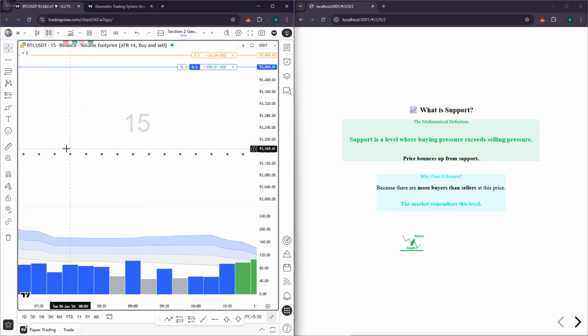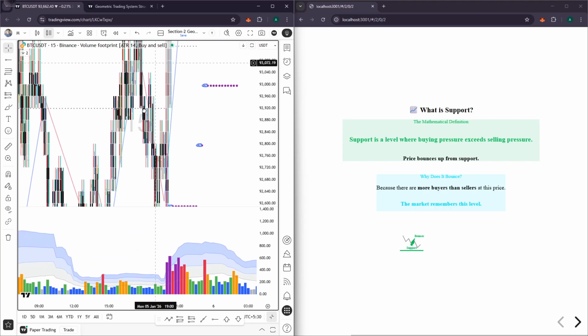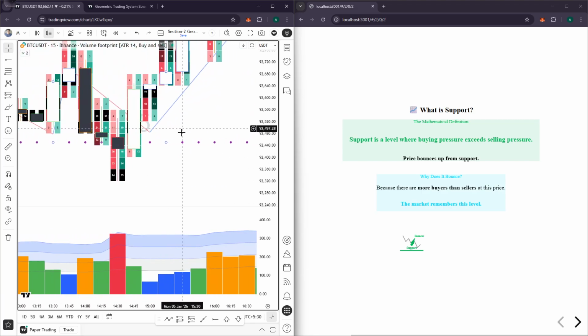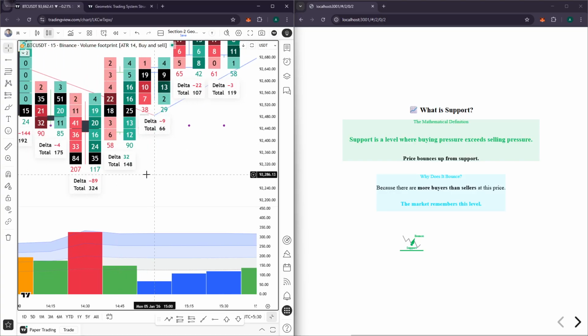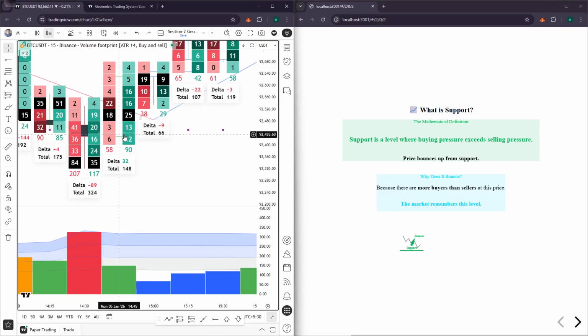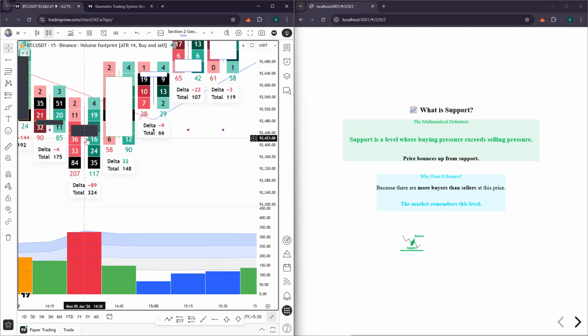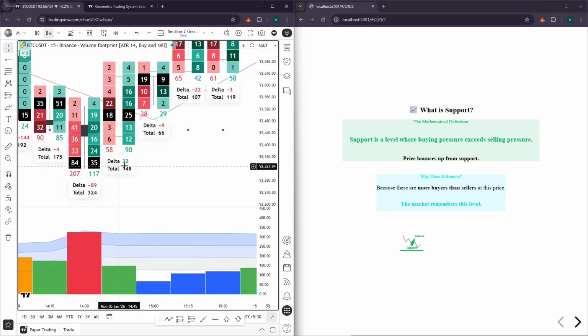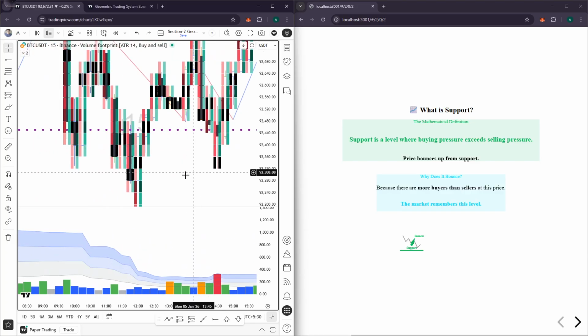You can do the same thing here. You can come here and look for those examples. Here the delta is 32. Here the delta was minus 89, meaning there were more sellers. That's why the candle closed below and around the midpoint. But you see the volume was very big, and after that buyers were winning. So this was a strong support there as well.